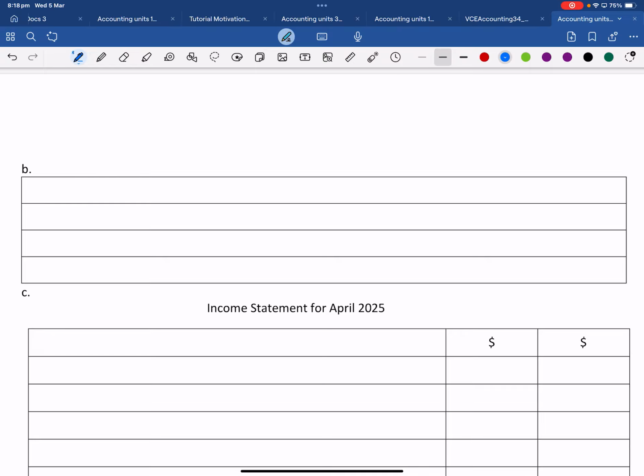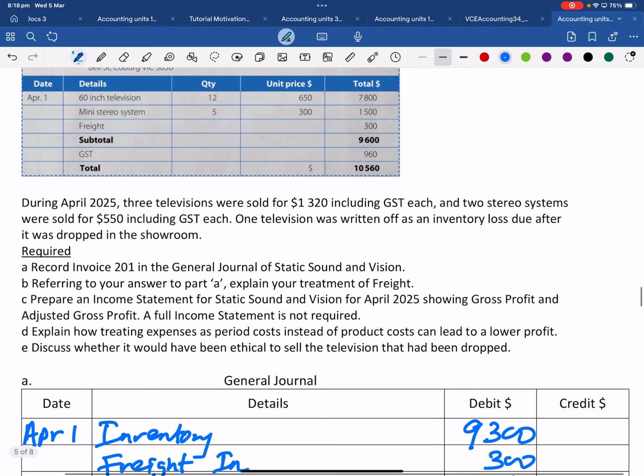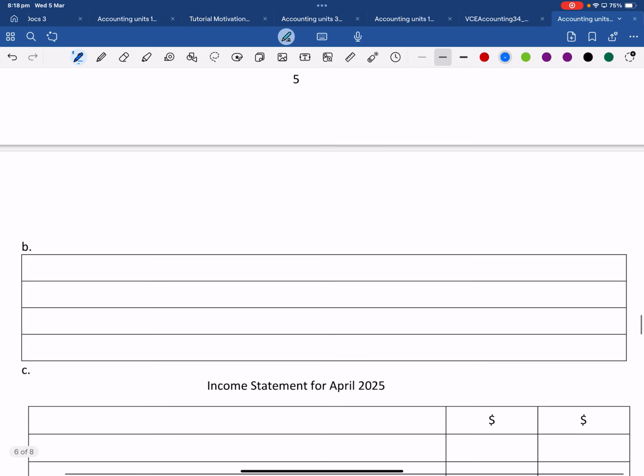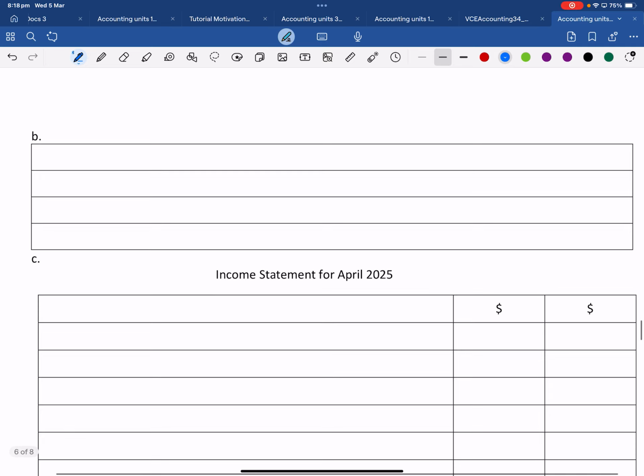Right. This one, of course, you know what it is? Explain your treatment of freight. What is your treatment for the freight? Freight in. What was your treatment? How did you treat it?